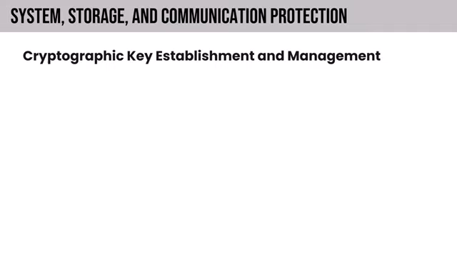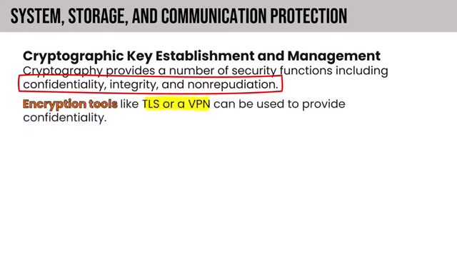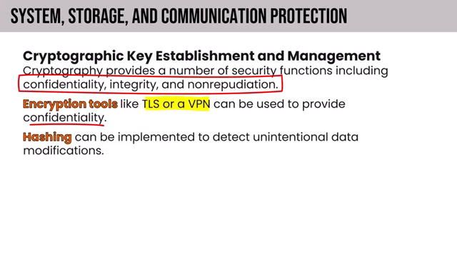And finally, cryptographic key establishment and management. So cryptography provides a number of security functions, including confidentiality, integrity, and non-repudiation, and it helps to match these functions to the protections they offer. So encryption tools like TLS or a VPN can be used to provide confidentiality. Hashing can be implemented to detect unintentional data modifications. That's really an integrity function.